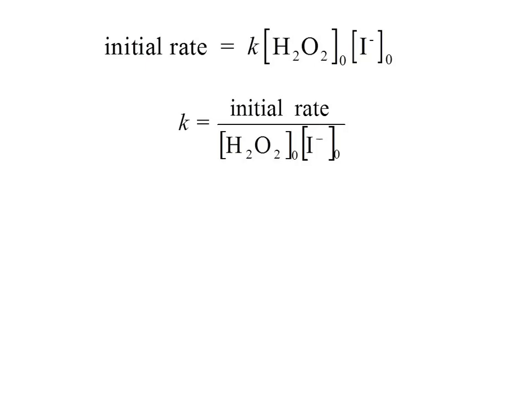So we can go ahead and take the rate law expression and rearrange it. K, which we're after, is the initial rate divided by the molar concentration of the H2O2, and also in the denominator, the molar concentration of the I minus. We came up with reaction orders of 1, so those are both raised to the first power.